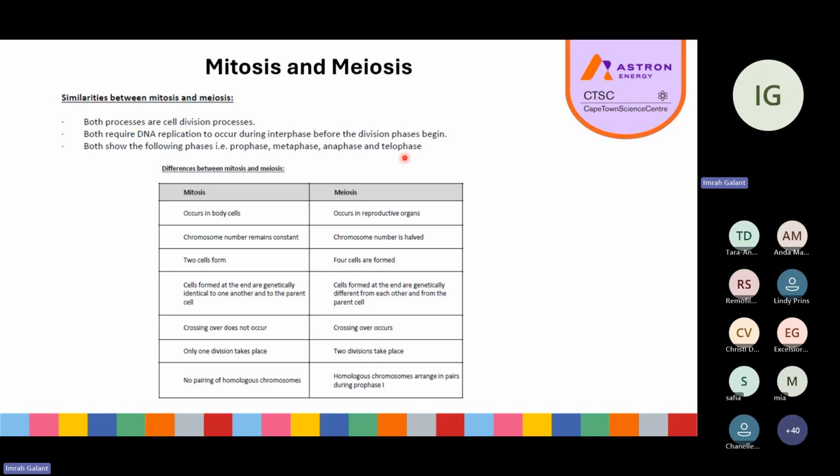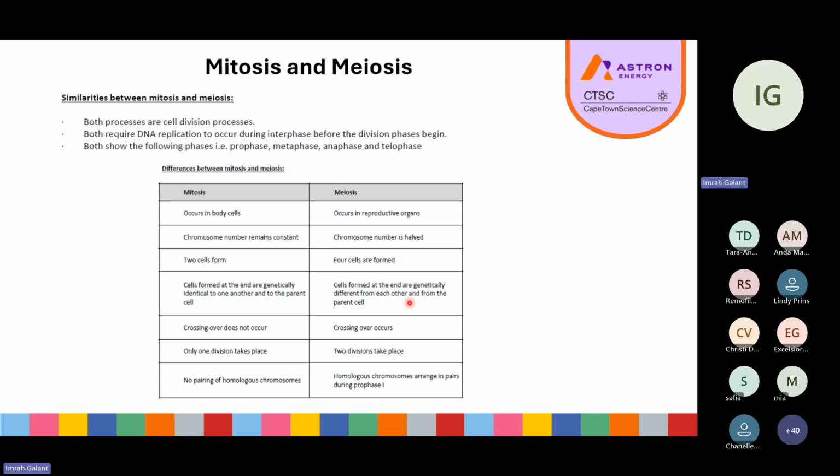There are quite a few differences between mitosis and meiosis. Mitosis occurs in body cells, somatic cells, and meiosis occurs in the reproductive organs. At the end of meiosis, the chromosome number is halved, and in mitosis, the chromosome number remains constant. In mitosis, 2 cells are formed, and these cells are genetically identical to one another and to the parent cell. However, in meiosis, 4 cells are formed, and these 4 cells are genetically different from each other and from the parent.